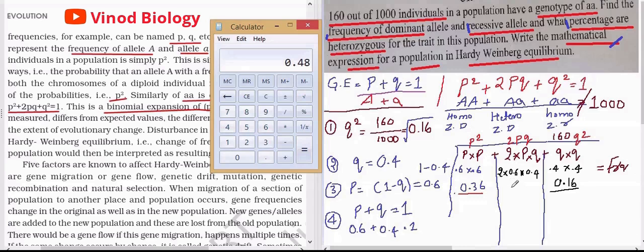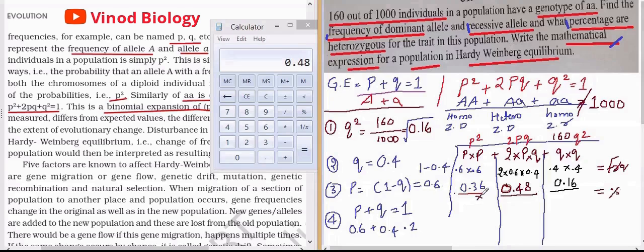So the frequency of this is 0.48. If they ask for percentage, you just have to multiply by 100. So what is the percentage? 0.36 into 100 is 36. So this is the answer.